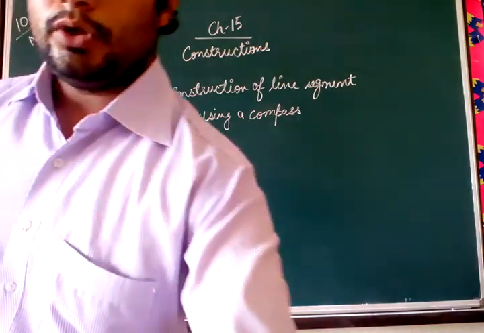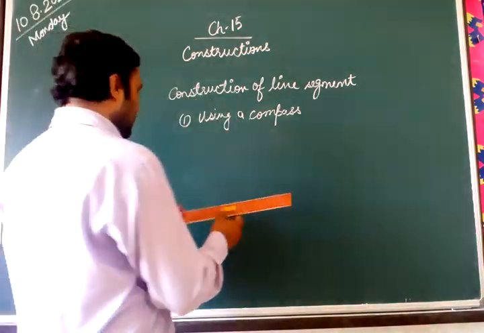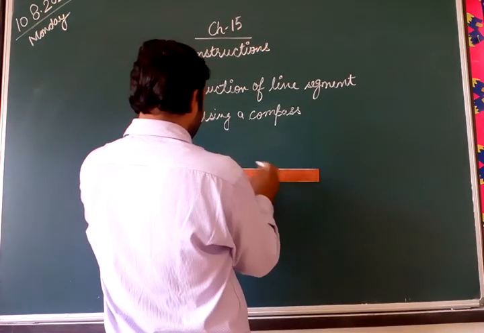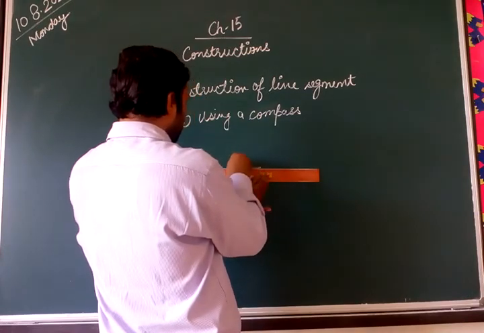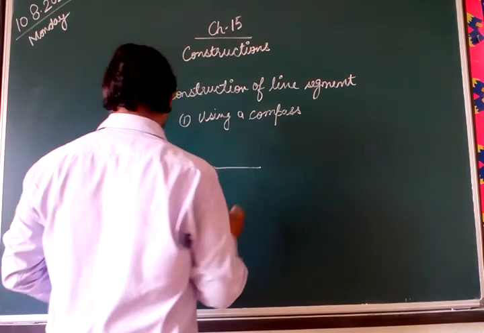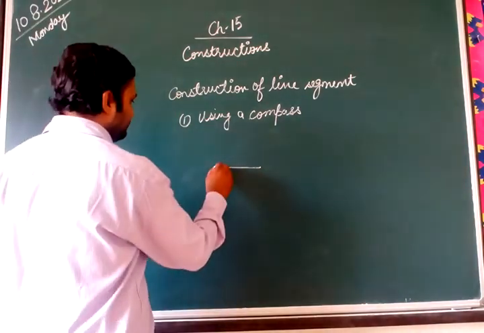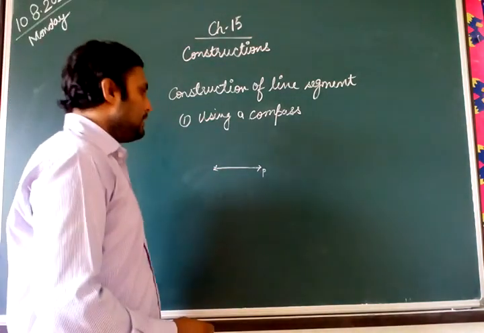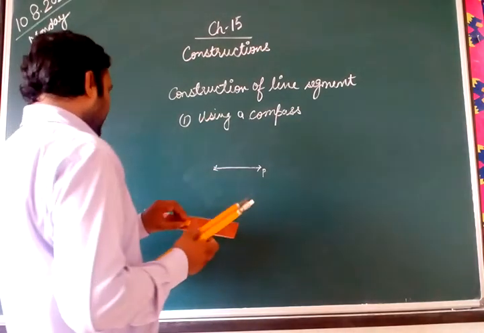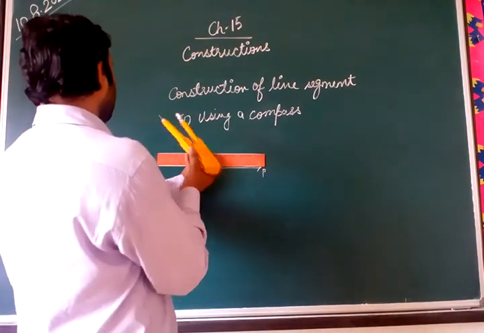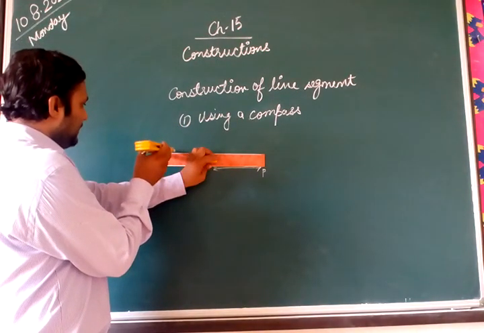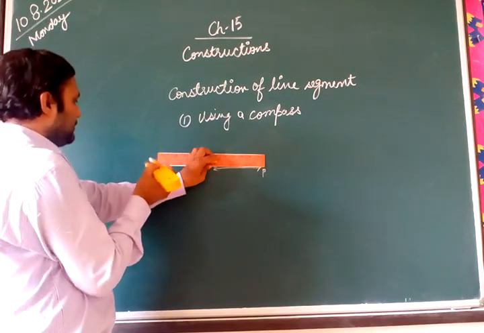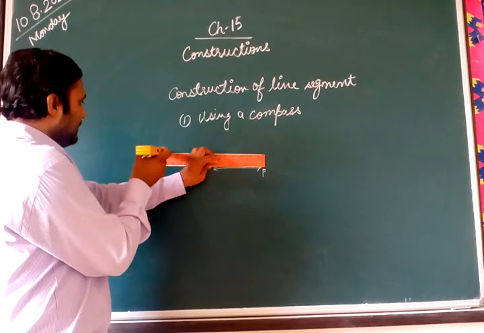So what you are going to do is draw a line segment like this. Suppose you have drawn a line, say P. Now we have to draw a line of 3 centimeters. What you are going to do is open the compass in this manner, with one tip at the 0 point and another tip at 3 centimeters. So when you open it like this, it will be 3 centimeters.